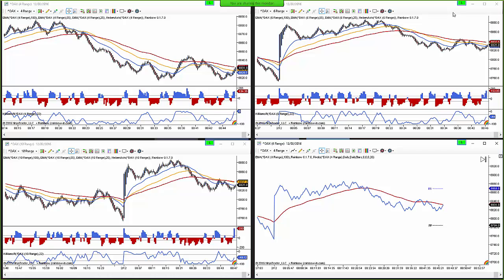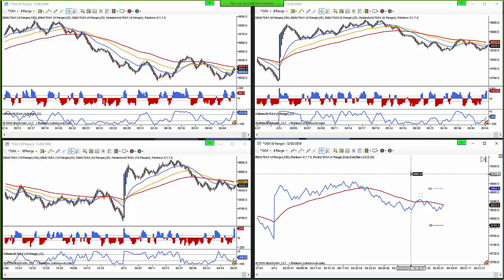So now we wait. To be fair, now this is setting up quite a nice breakout level to the downside. You can see the energy building.